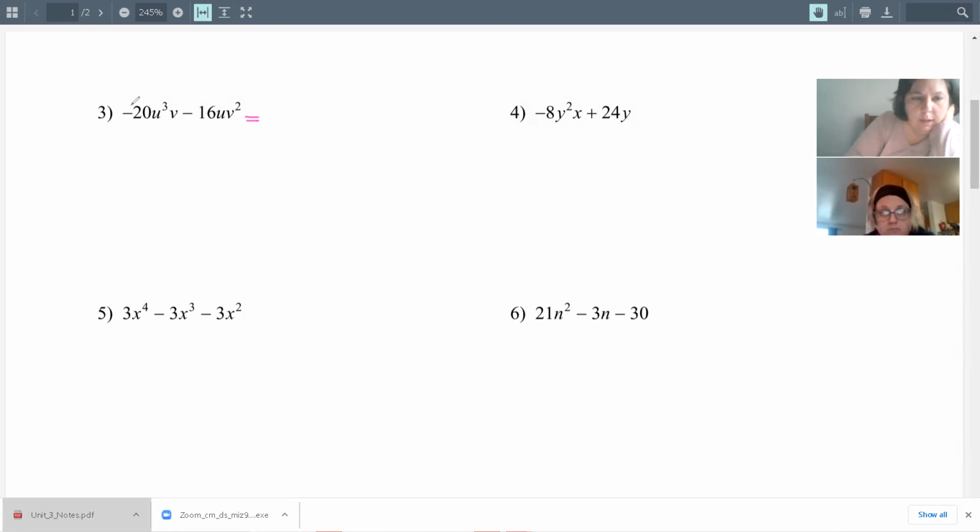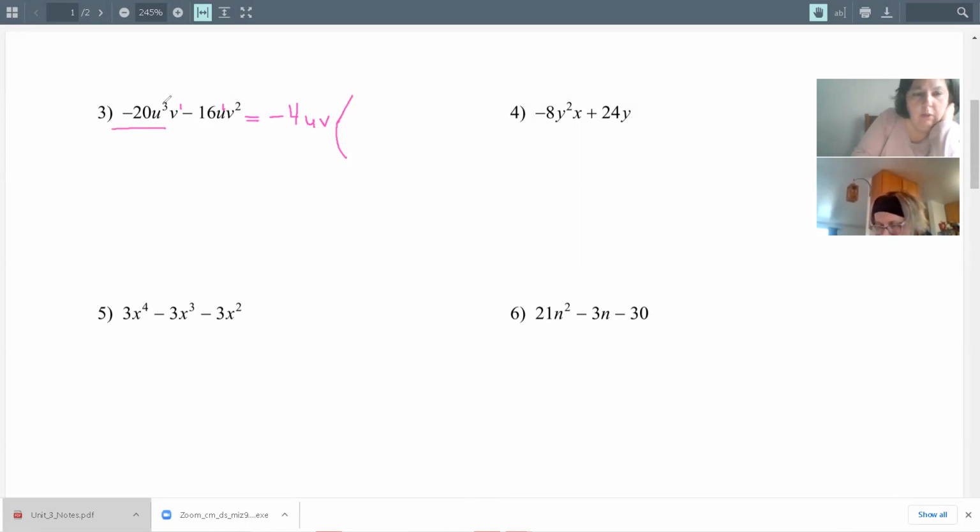Because the leading coefficient is negative, our greatest common factor is negative. The greatest common factor of 20 and 16 is a 4. U is common to both terms, and the lowest exponent of U is a 1. V is common to both terms, and the lowest exponent of V is a 1. Now start your parentheses.